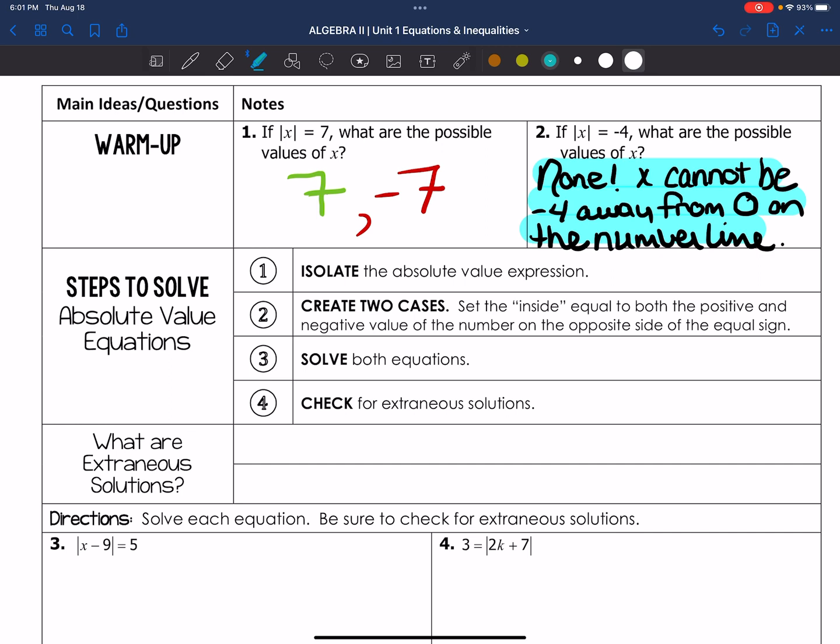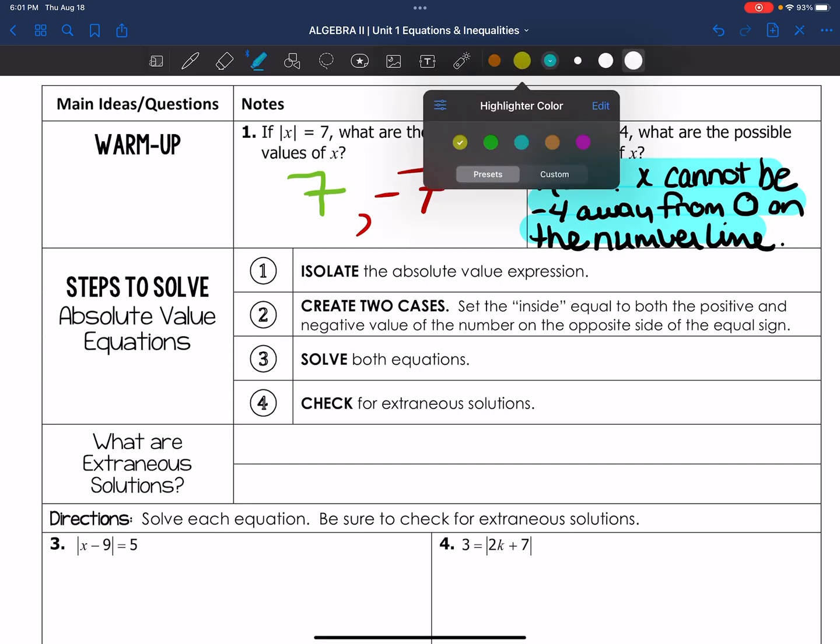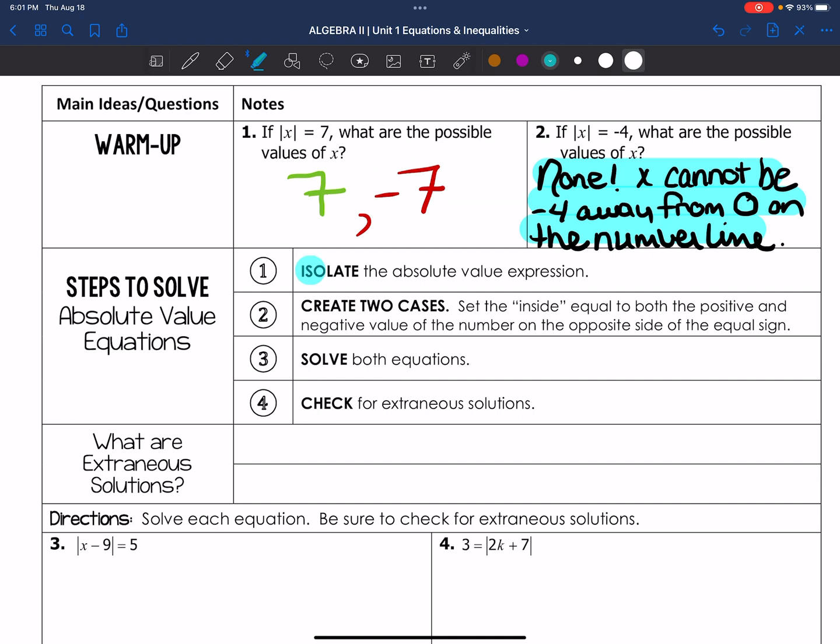So, what are the steps to solving absolute value equations? The first step is to isolate your absolute value equation. That's going to be the very first thing that you need to do. We want to isolate the absolute value equation.